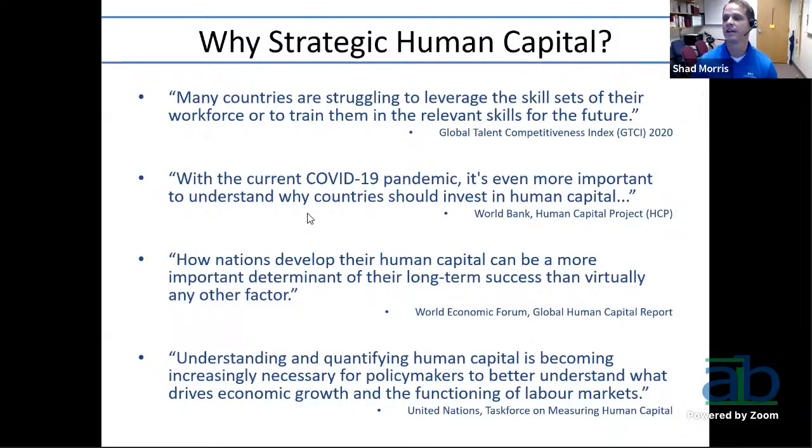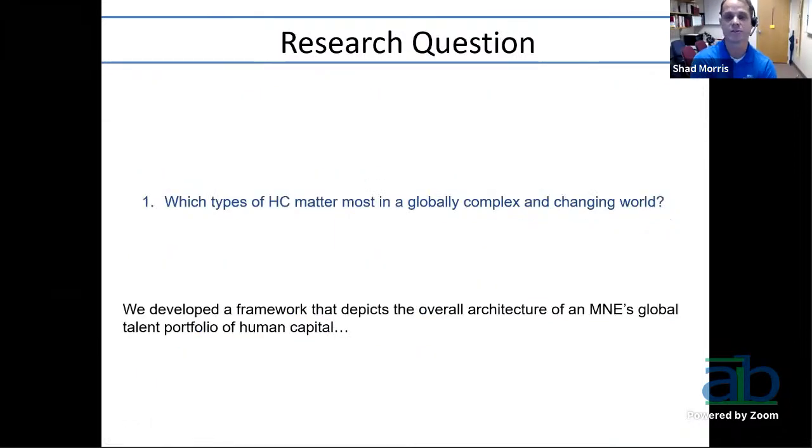And so let me talk about the research question based off of this. The purpose of this paper is to more systematically explain how local knowledge from geographically dispersed employees can be transformed into a valuable corporate asset. We developed this framework that depicts the HR architecture of an MNE's global human capital portfolio. And again, this gets at how an organization manages its portfolio of human capital. And so we've taken this portfolio investment approach to do this.